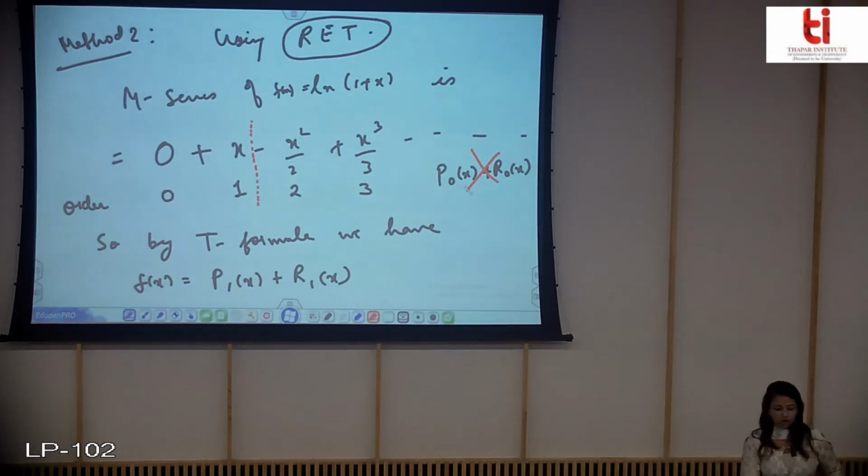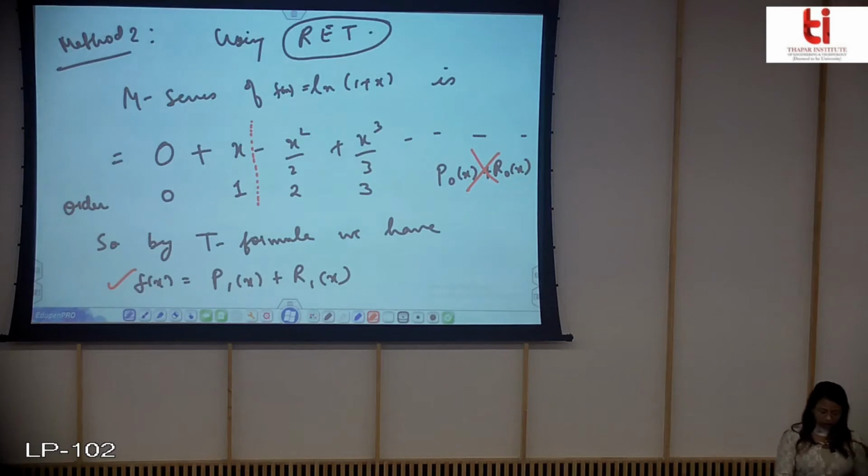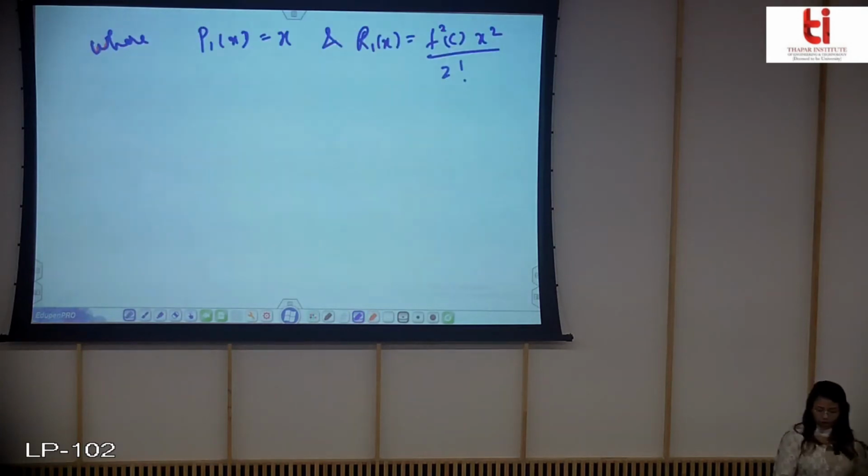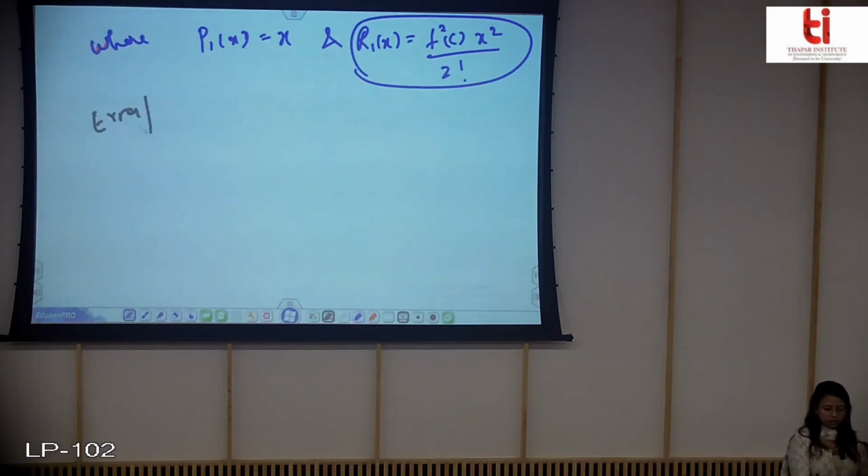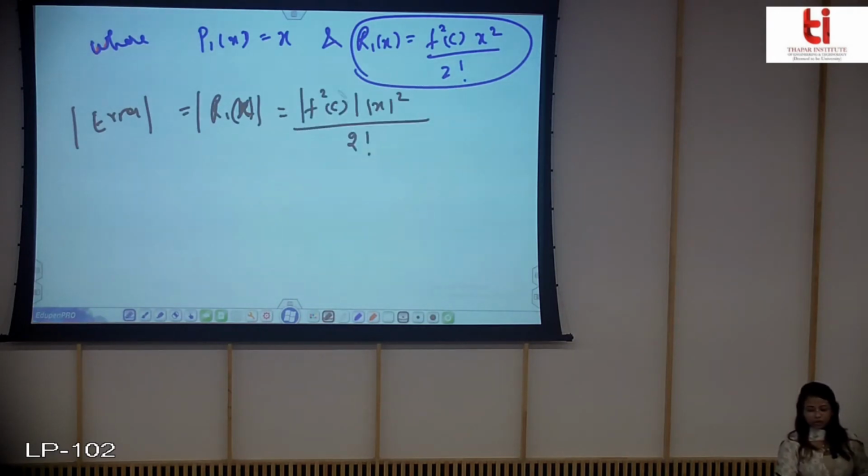So this is wrong: if you start writing from here, P naught x plus R naught x, it will not give you the correct result. So this will give you the correct result. You need to consider this Taylor formula, where P1x is given, and the error term is related to this only. So we will see the error magnitude is equal to this. Now again, to get rid of this, we need to find out its maximum value.